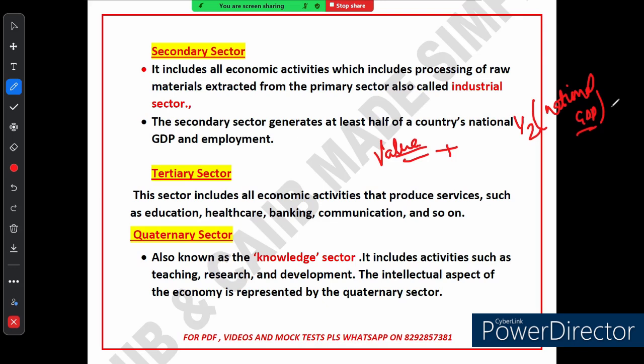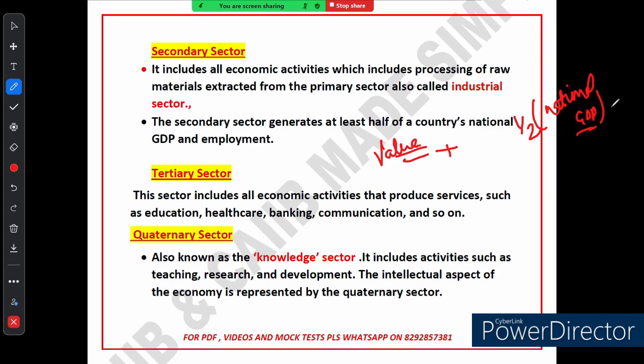So now you can see how important it is. Half of the national income, half of the country's GDP, is contributed by the secondary sector, and it provides employment to a large portion of the population. So every time you see a factory or hear about manufacturing, you are seeing the secondary sector in action, right? So this is about the secondary sector.